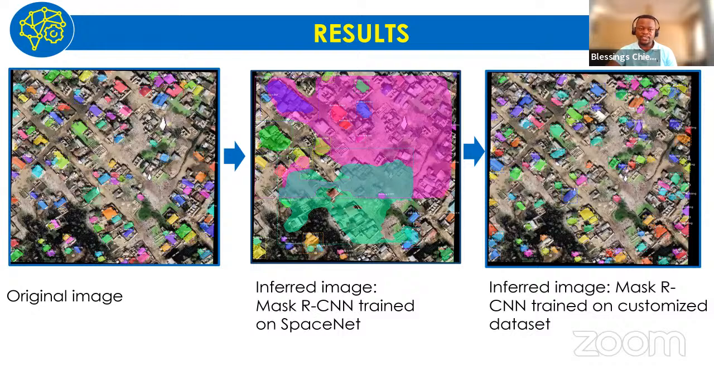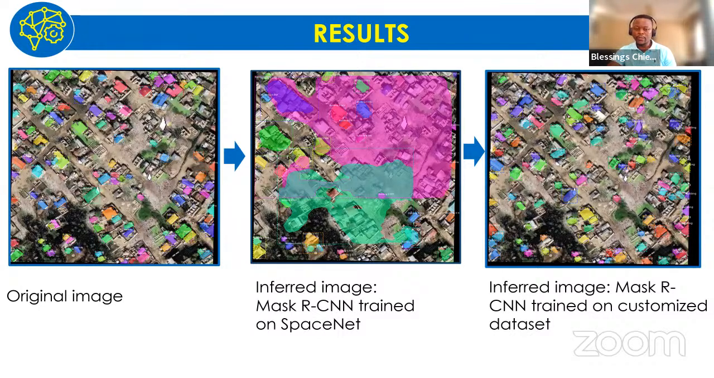What you can see from these results is, if you look at the picture in the middle, that's the inferred image from Mask RCNN trained on SpaceNet. What you see as colorful patches or colorful polygons in green, yellow, or orange are buildings that the model was able to detect using Mask RCNN trained on SpaceNet. And you can see the shapes are a bit funny as well. Those are the delineation of the polygon. And what's on the right is the same, but as you can see, it has improved in terms of both the detection and the delineation of the polygons.